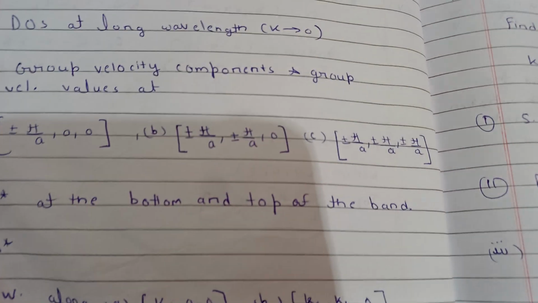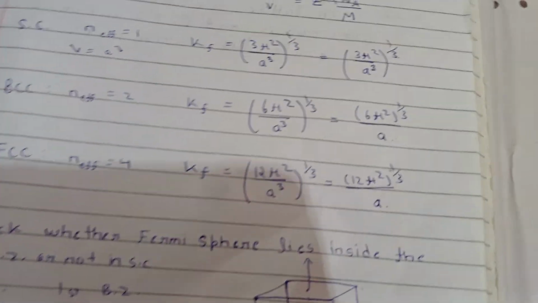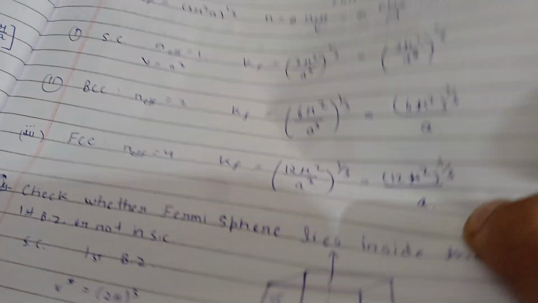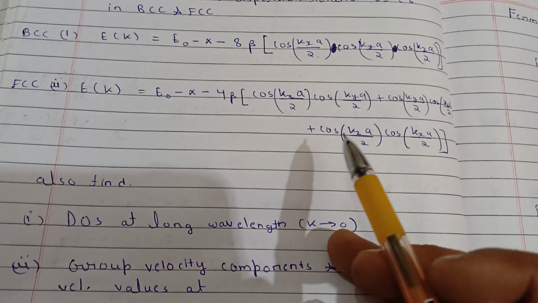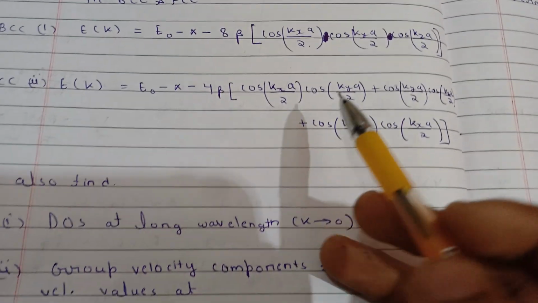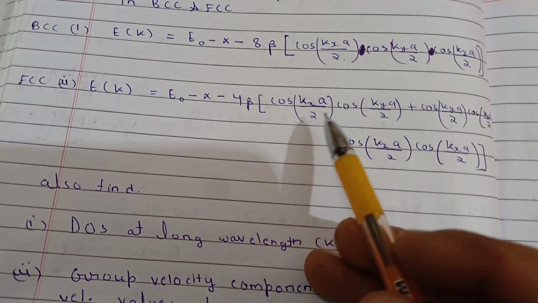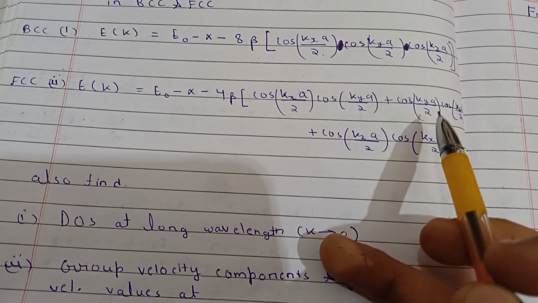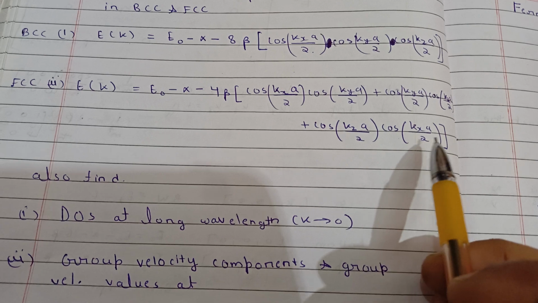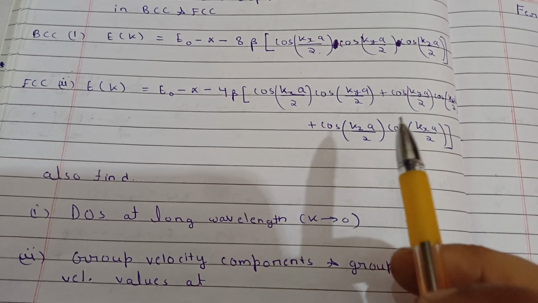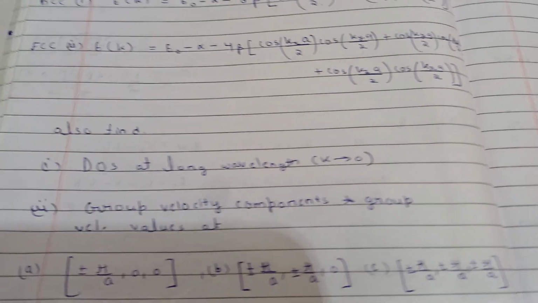Then you will write the coordinates of all these 12 like this. Then you will again use the tight binding approximation, substitute the values and find the summation. After solving, you don't need to solve it, just remember this result for the FCC. It is cos kx a by 2 cos ky a by 2, plus cos ky a by 2 cos kz a by 2, plus cos kz a by 2 cos kx a by 2. Just remember these results, very important. Questions can be asked directly.